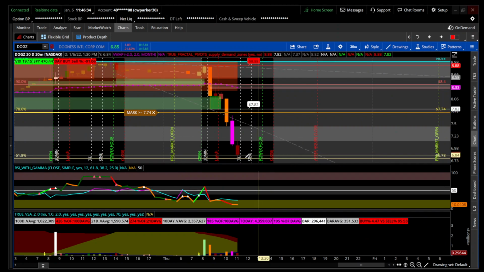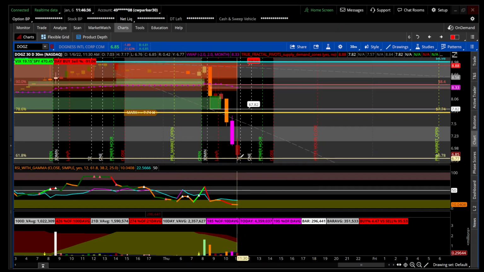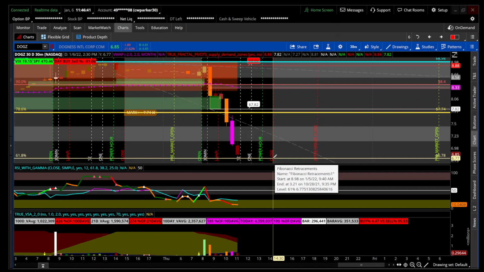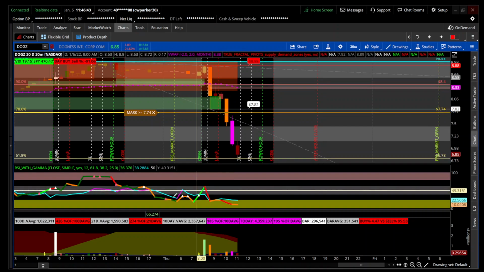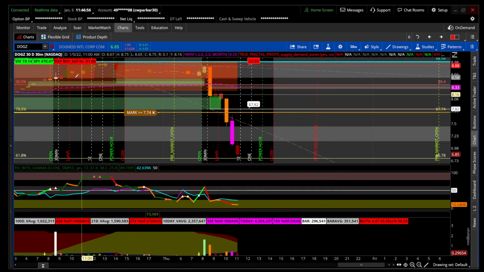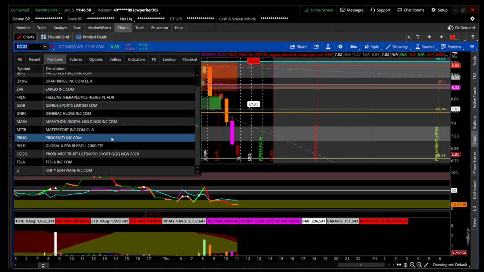And I was planning on getting in the stock here, but I'm doing this video, so I'll wait till the end of the day and see what the stock does. But you can see gamma is below 50 and RSI is moving to the downside, so it's just showing that it's feeling downside pressure. So let's go look at Tesla.